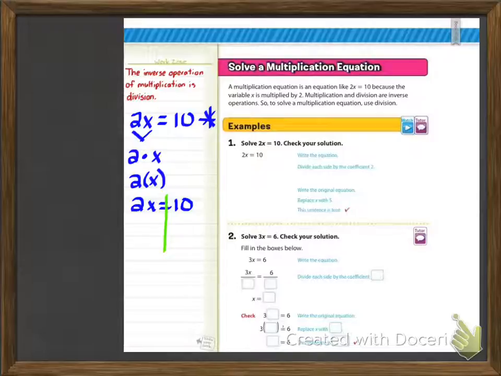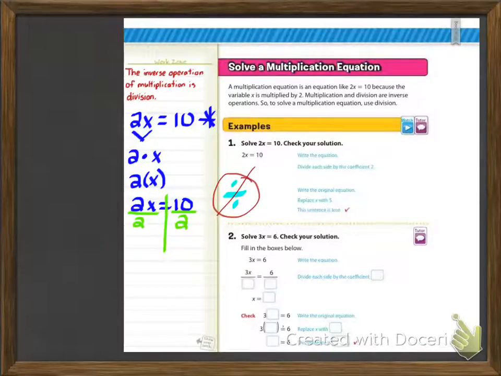Now the way you show division in multiplication is by making things look like a fraction. So I'm going to put a fraction bar underneath my 2x and put a 2 underneath it, and another fraction bar underneath my 10 and put a 2 underneath it. This is how you show division. You do not want to use the division symbol at all. If I see this symbol, I'm going to go ahead and put a big slash through it. So you do not want to use that symbol at all.